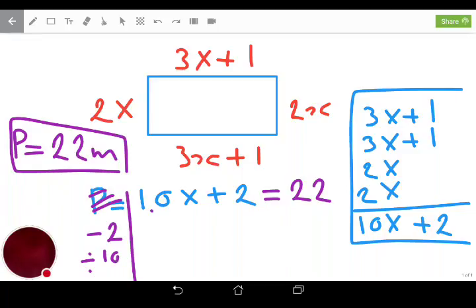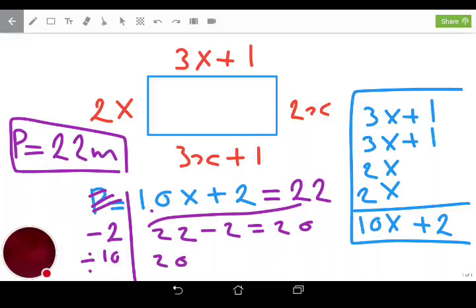So I'm going to start off with 22. I'm going to bring down this number here, this 22, and I'm going to go 22, take away 2. And that gives me 20. I'm then going to take the 20 and go 20 divided by 10. And that gives me 2. So therefore, x is equal to 2.